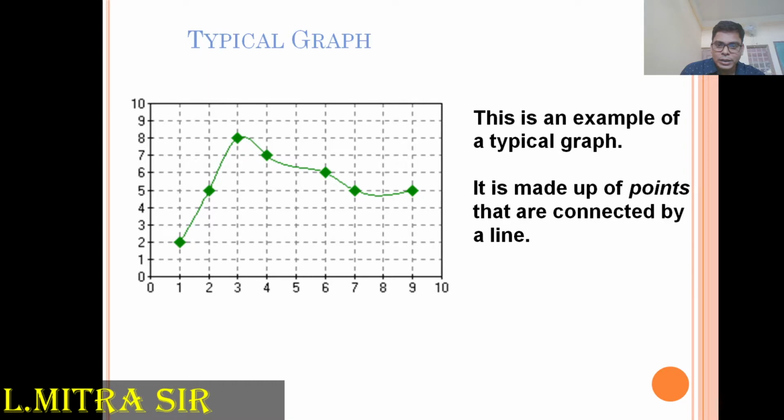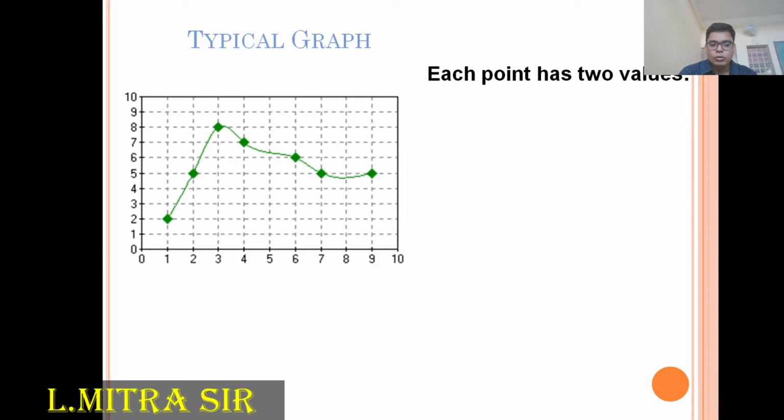If you take this point as an example, its value is 1 comma 2 or 2 comma 1. This point is 2 comma 5, this point is 3 comma 8. In this way every point has two values. Every single place on the earth's surface where latitude and longitude cross each other gives one singular point, and the point has two values, for example 2, 1.